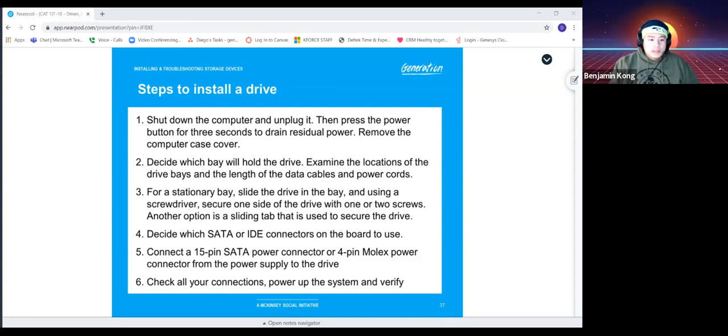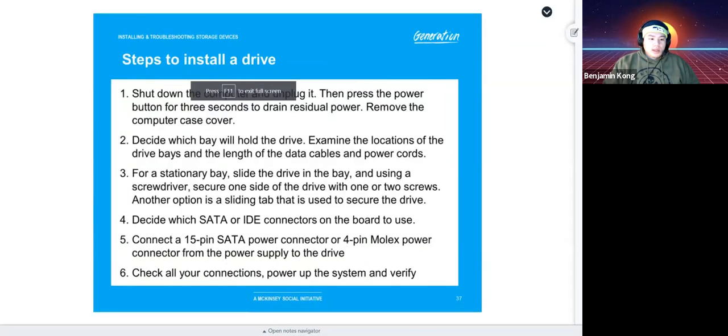All right. Steps to install a drive. 1, shut down the computer and unplug it. Then press the power button for 3 seconds to drain the residual power. Remove the computer case cover. 2, decide which bay will hold the drive. Examine the locations for the drive bays and the length of data cables and power cords.